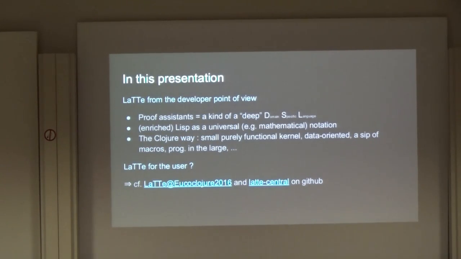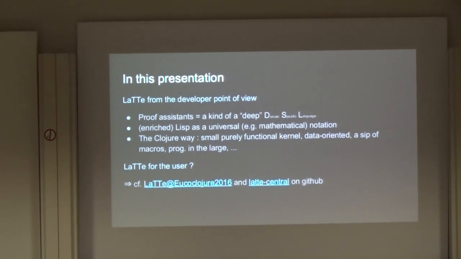So in this presentation, I will adopt the developer point of view. It's not really the point of view I take in the paper. It's more like what is the theory behind the proof assistant and what is the interest of using a Lisp to implement a proof assistant. But here I will only talk about this part. And if you are interested in type theory or proof assistants or, let's say, lambda calculus, I would suggest another talk that I gave at EuroClojure last year. It's really not the same point of view, so it's complementary.